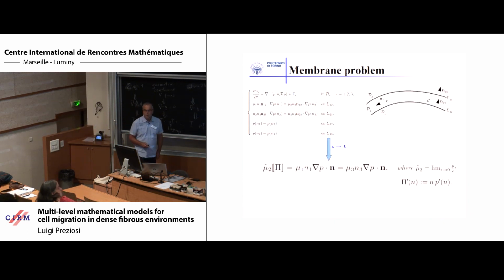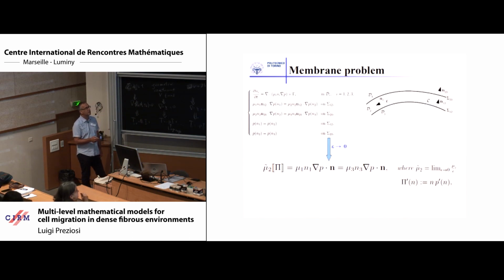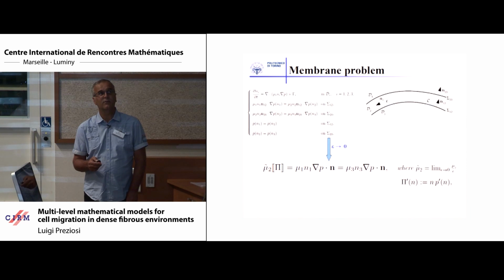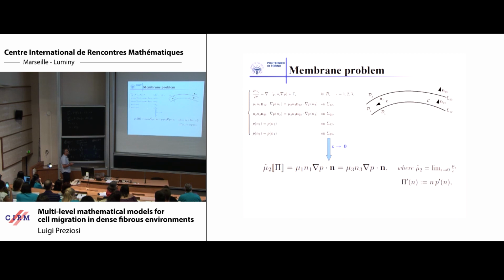Now, you can go to the limit, making the thickness of this membrane go to 0. And what you find out is that this problem becomes a problem in which the equation inside and the equation outside are the same, and that's what I wanted to say, are replaced by these interface conditions. Okay. Now, what I wanted to say before is the following.